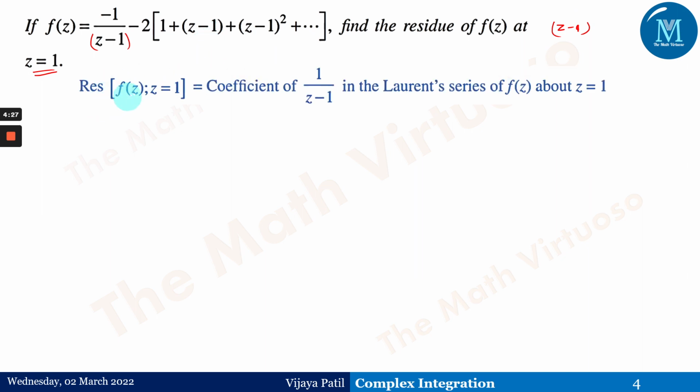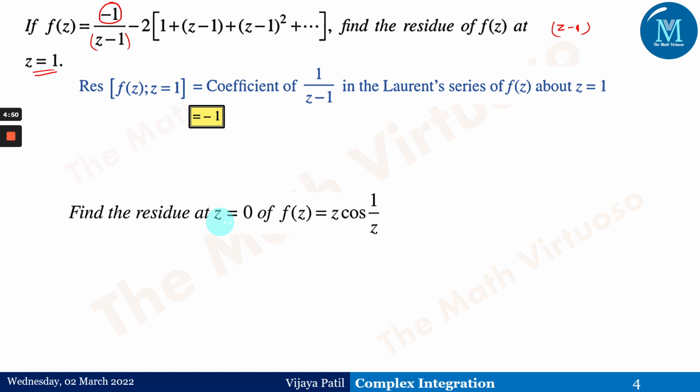So what is the coefficient here? The residue of f of z at z equals 1 is the coefficient of 1 upon z minus 1 in the Laurent series of f of z about z equals 1, which here is b1. Purposely I have taken a very simple example. Just by looking at the Laurent series, you can check the residue of the function is minus 1.